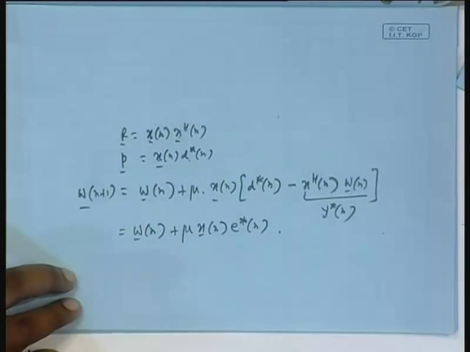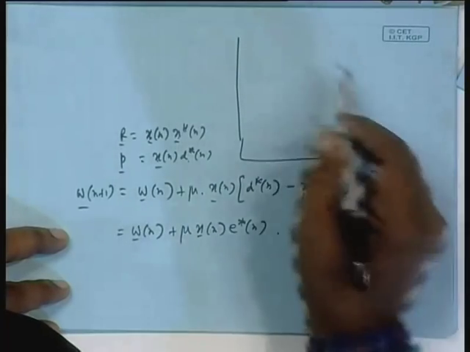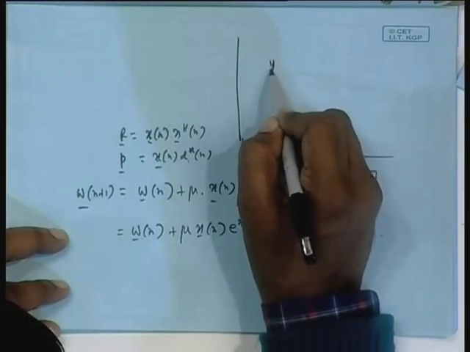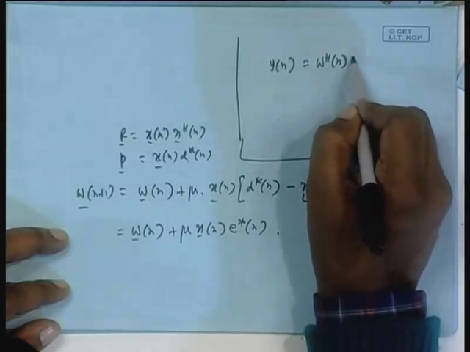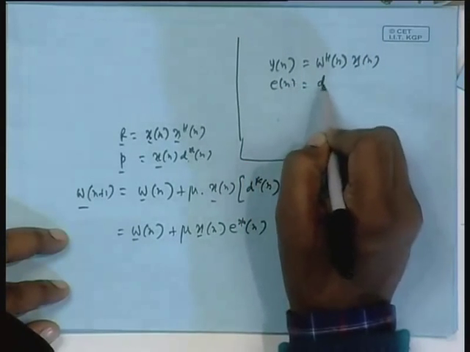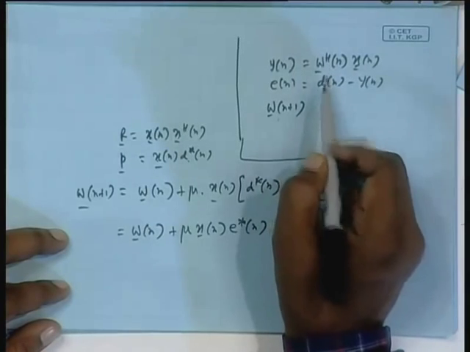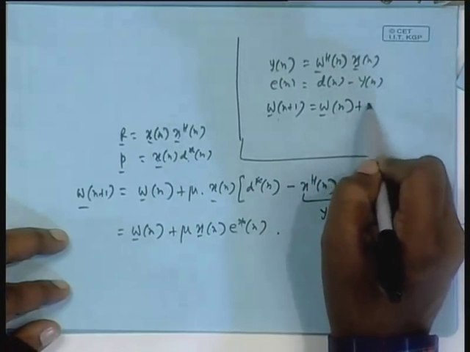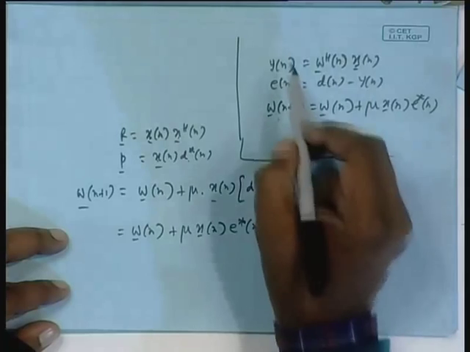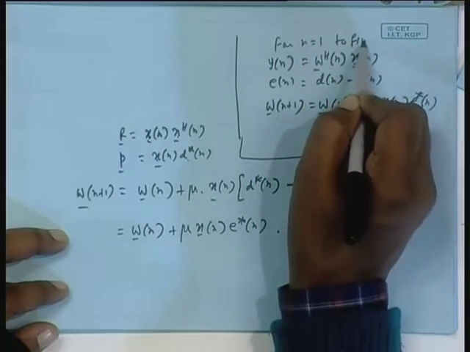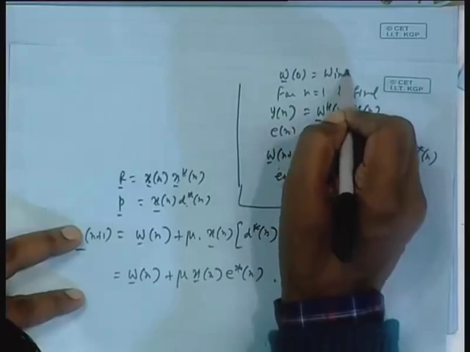Okay. Other steps are simple, the filtering step, let me write down the steps quickly, it will take 1 minute only. You first find out y N is W H N X N, mind you, you have to write W H N. Filtering requires W H into X N, and e N is d N minus y N. Next step is to use the current weight and go for the next weight from this: W N plus 1 is W N plus mu times the X vector times e star N, for N equal to 1 to final N, and you can take some initial value. W 0 is W init. Okay, so that's all.